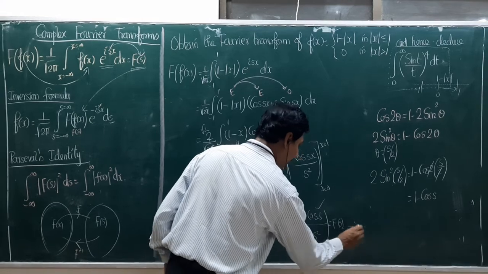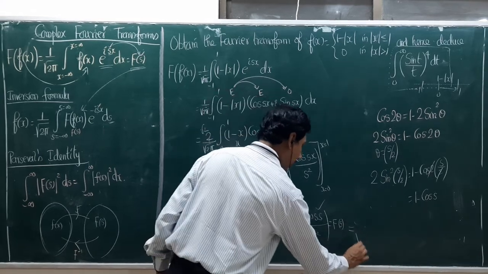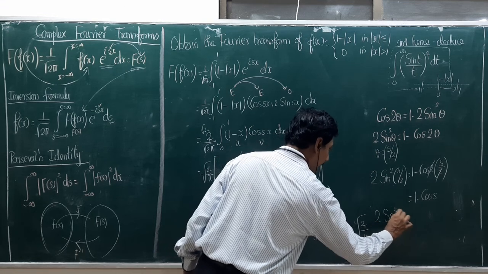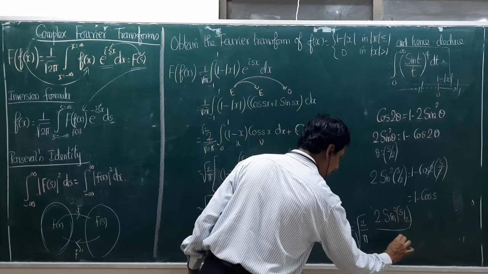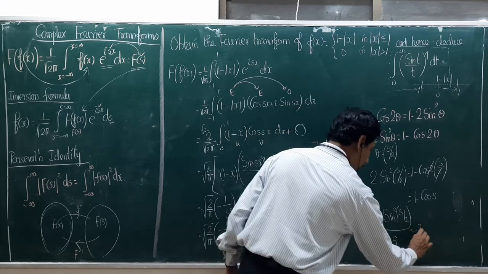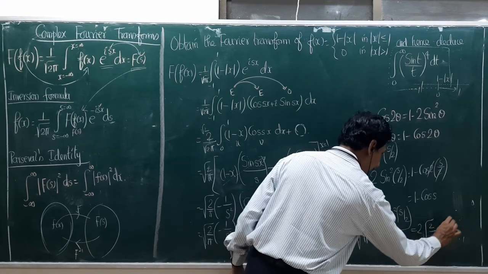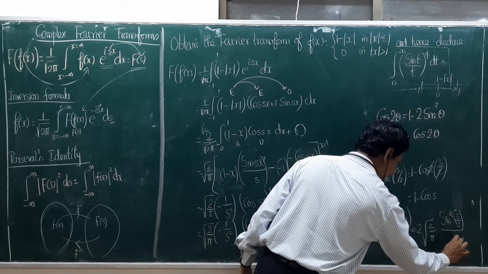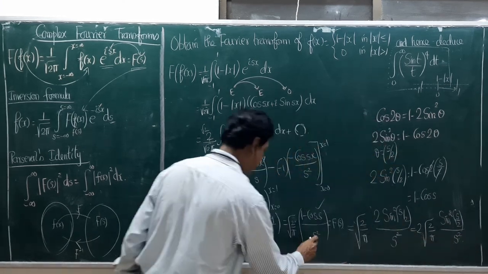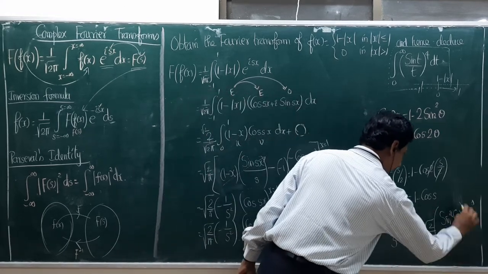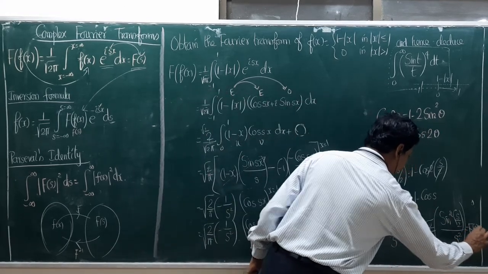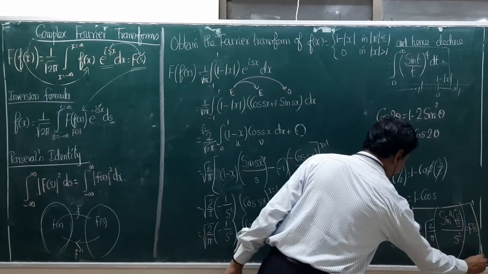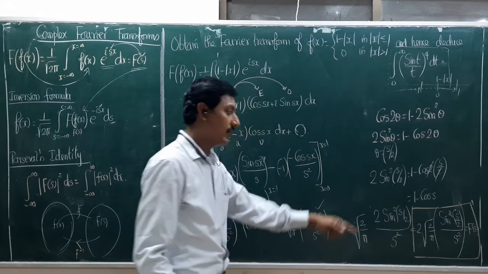So the equivalent of f of s is nothing but square root of 2 by pi times 2 sine squared s by 2 by s squared. So this is my f of s. Why do I want to convert this? Because my requirement is sine only. So that's why I can convert it.